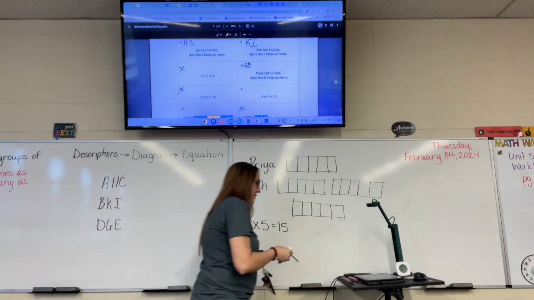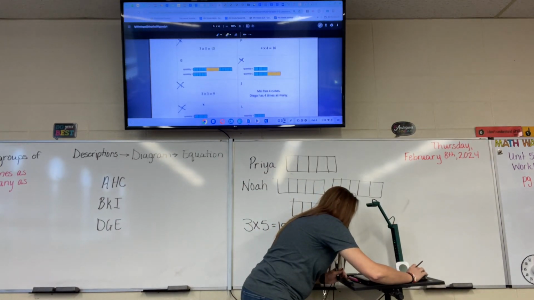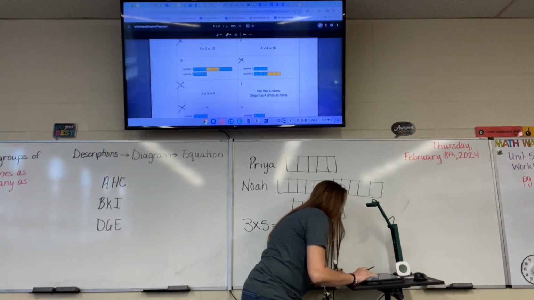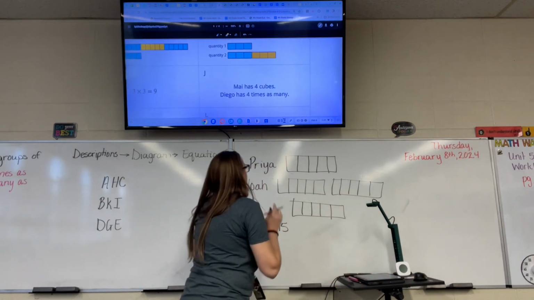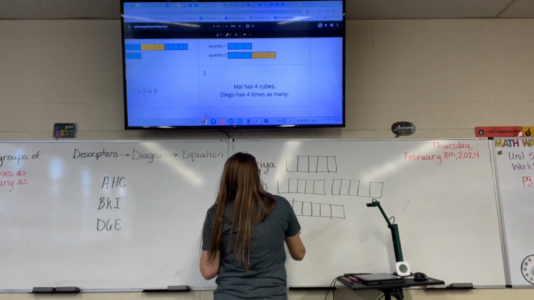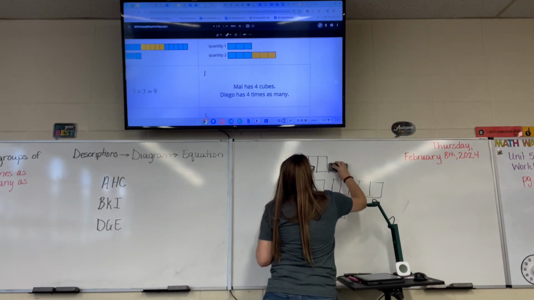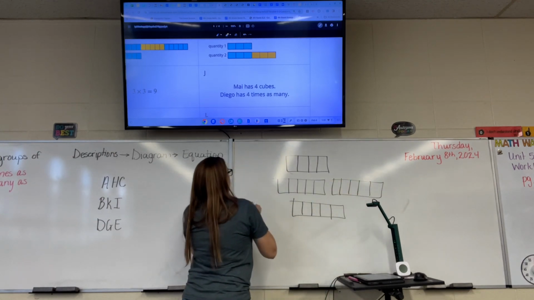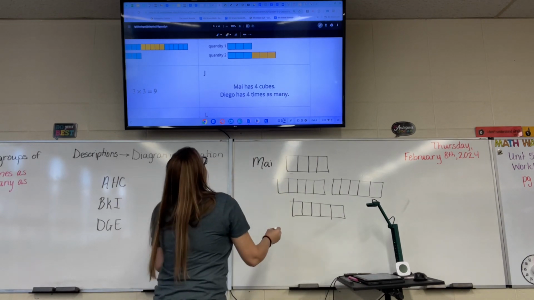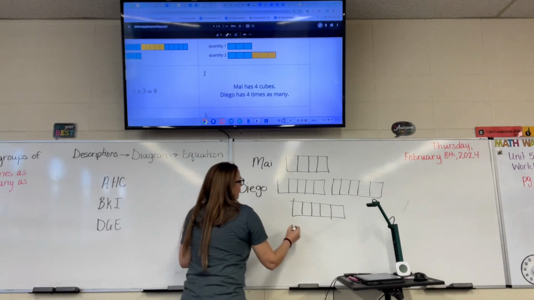Okay, and then let's go down to J. It says Mai has 4 cubes and Diego has 4 times as many. So we're dealing with Mai, who has 4 cubes. And then Diego has 4 groups of 4.